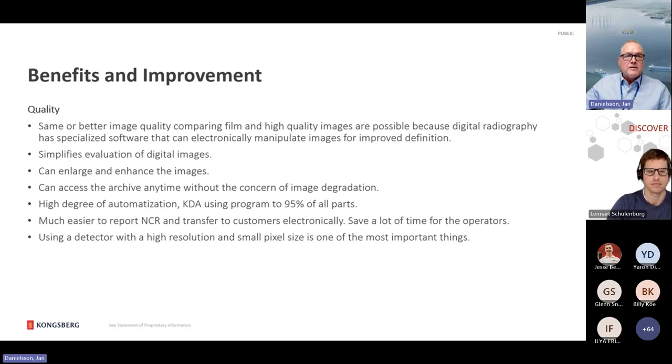And high quality images are possible because digital radiography has specialized software that lets you electronically manipulate images for improved definition. It simplifies evaluation of digital images. You can enlarge and enhance the images. You can access the archive anytime without concern of image degradation. You have a high degree of automation.